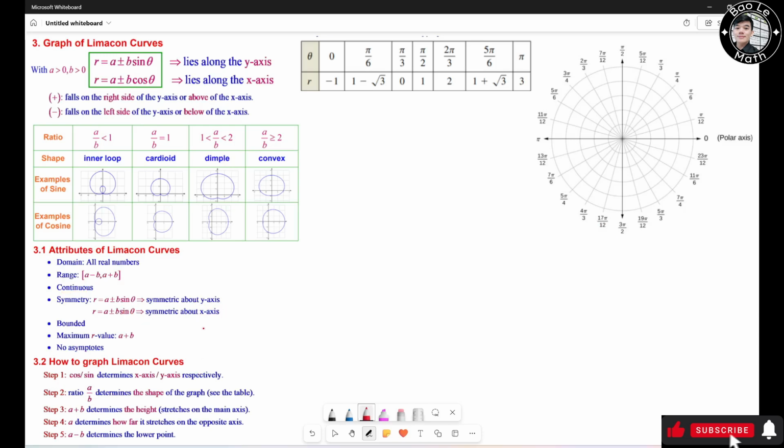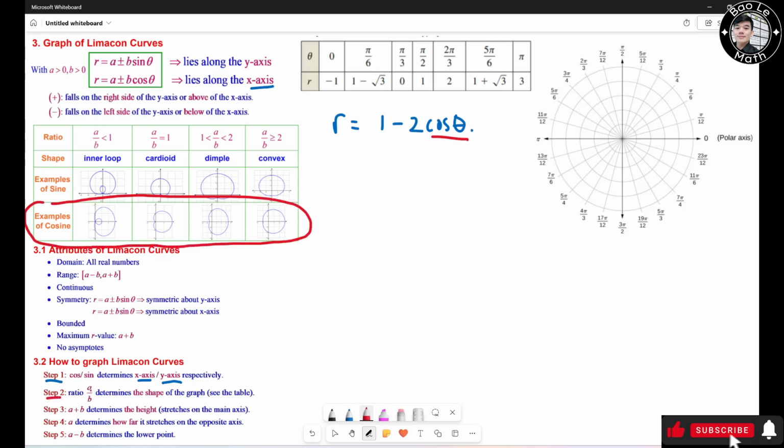Now let's take a look at the first example to learn how to graph a Limaçon curve, or how to recognize it if you see a multiple choice question. We have steps right here. Step number 1, we need to identify sine or cosine to determine whether the x-axis or the y-axis is the axis of symmetry. Because this is cosine theta, it has the x-axis as the axis of symmetry. So your graph will fall into one of these.